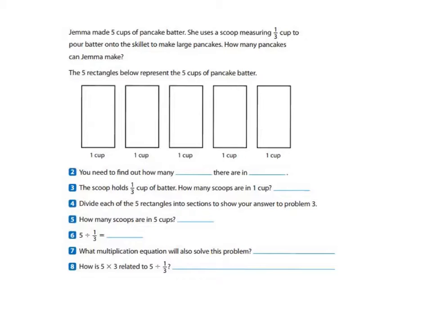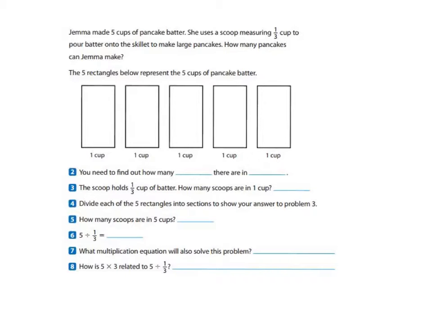Okay, let's go on and look at this example. Gemma made 5 cups of pancake batter. She uses a scoop measuring 1/3 cup to pour batter onto the skillet to make large pancakes. How many pancakes can Gemma make? Okay, so we have 5 cups of pancake batter, and you'll notice here they are 1, 2, 3, 4, 5. 5 cups of batter.